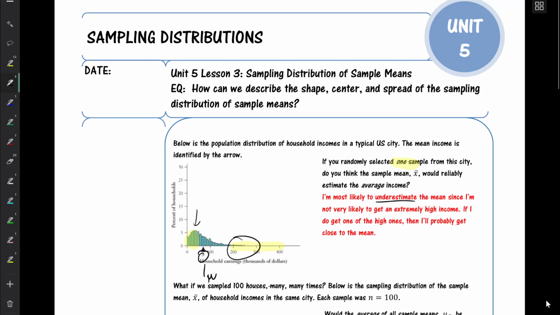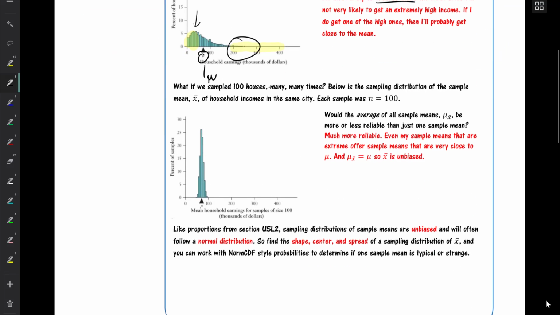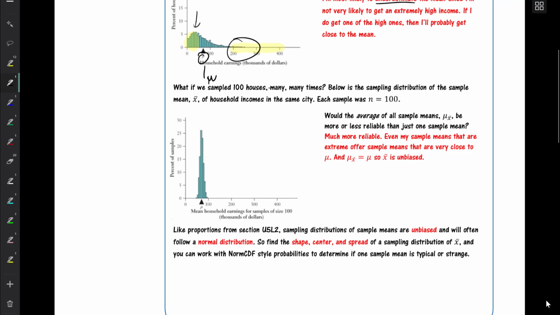So what do we do? Well, as statisticians, we should know that if we want something more reliable, we take more individuals in our sample, or even better, take lots and lots of samples. So what if we sampled many houses, and we do this many, many times? We create a sampling distribution. Below is the sampling distribution of the sample mean x bar, and we can see that the center of this sampling distribution is indeed the same as the population distribution. So mu sub x bar is the same thing as the population mean.